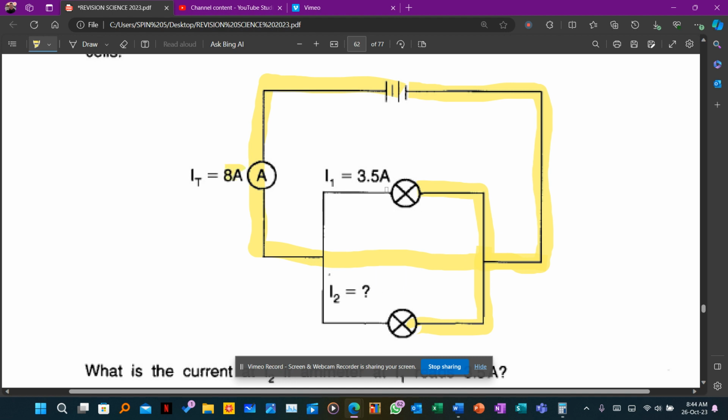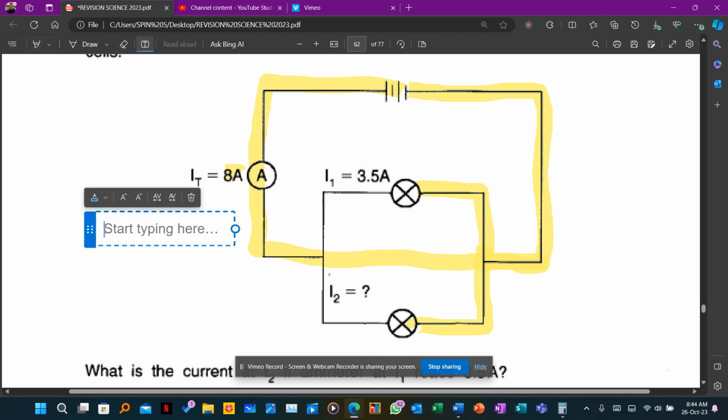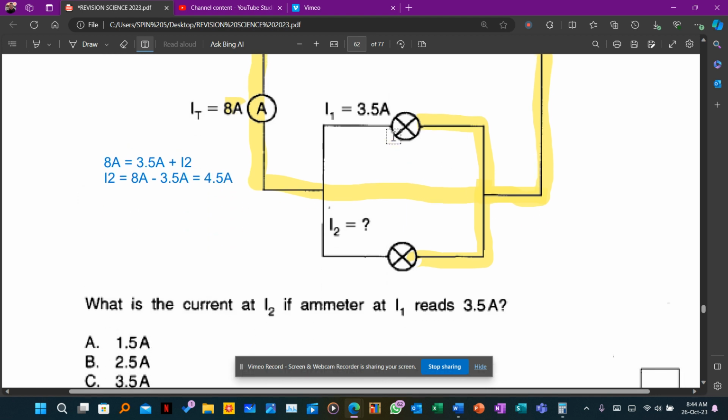But in this case, you can see one of the bulbs only has 3.5A current, so I2, the second bulb, will have, let's write down IT, the total current at 8A equal to 3.5A plus I2. Therefore, I2 should be 8A minus 3.5A. Use a calculator and you should get the answer to be 4.5A. Like I mentioned, if it doesn't show the number here, it should be divided equally.